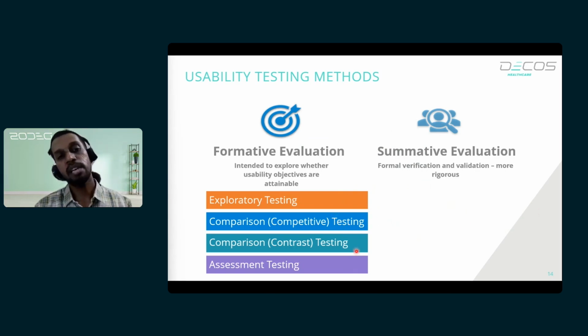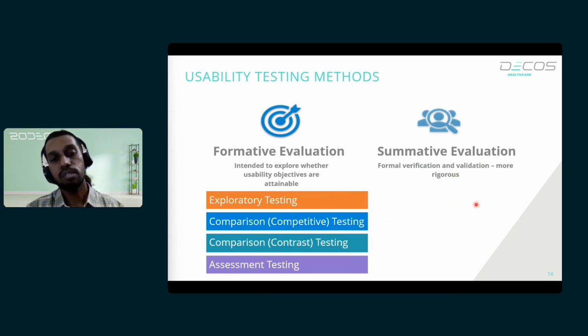And the last is going to be assessment testing, where the entire prototype will be evaluated in real time. As I said earlier, exploratory testing is a mimicked environment, but with assessment testing, it is going to be a real-time device in a real-time environment that is tested on a user. The last is going to be summative evaluation.